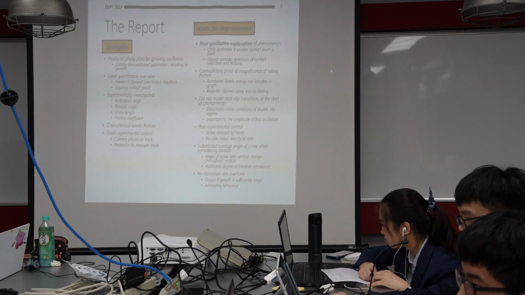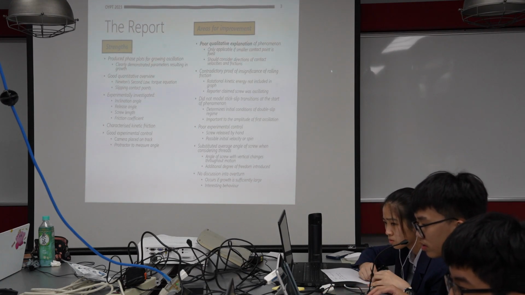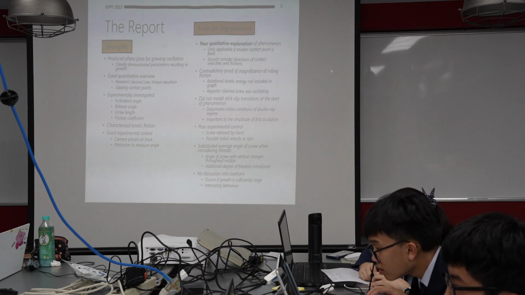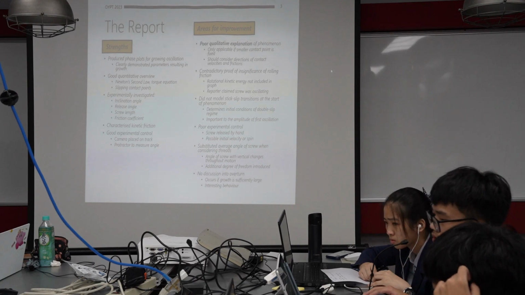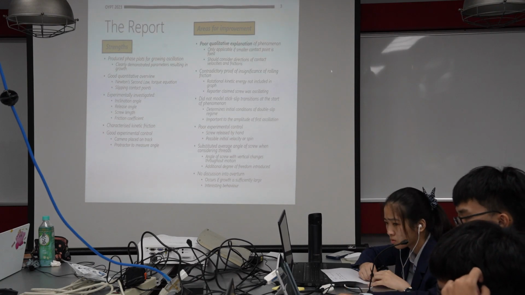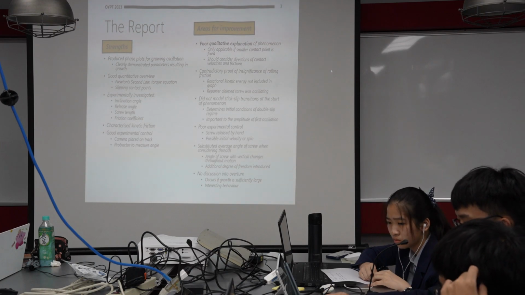I believe that the reporter had also quite a poor experimental control, as his screw was released by hand, and this might introduce some initial angular velocity or spin to the screw, which he was unable to account for in his theoretical model, which might also affect the amplitude of the oscillations after the initial release, which might also cause the large error bars that we have observed.